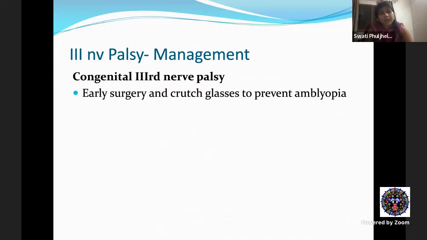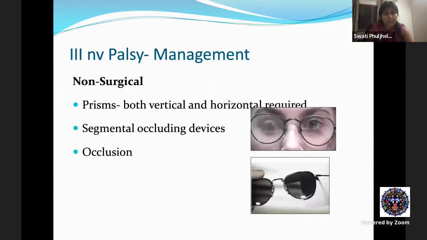Then coming to the management of third nerve palsy, if it's a congenital third nerve palsy, probably early surgery helps to prevent amblyopia. But again, it will depend on the extent of the involvement, whether it's a partial or a complete, pupil involving, pupil sparing, ptosis, and everything has to be considered whenever we deal with a case of third nerve palsy. So non-surgical management is a temporary measure till the nerve regenerates, till the deviation stabilizes.